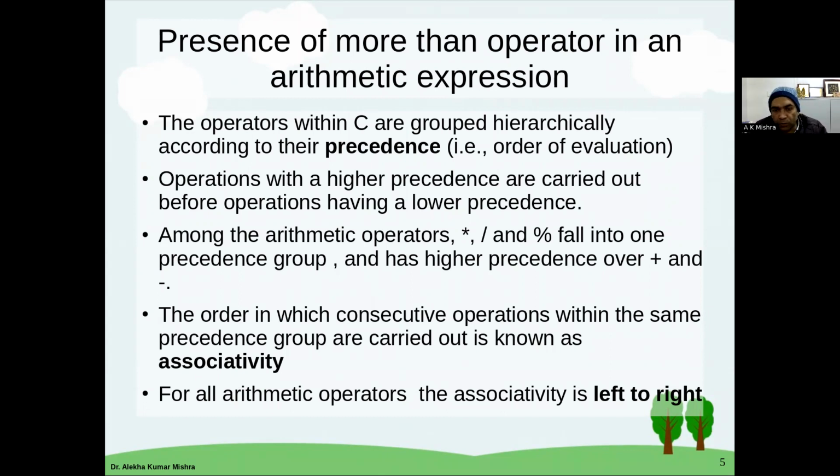In C also we follow the same rule, but here the precedence is defined for groups of operators. In arithmetic operations, we have two groups of precedence. The first group, which has the highest precedence, is multiplication, division, and modulus, and they have higher precedence over the remaining operators, plus and minus. Plus and minus have the same precedence. That means whenever you find a plus or minus, we cannot say, as in math, that we evaluate the plus first, then the minus. Here plus and minus both have the same precedence.